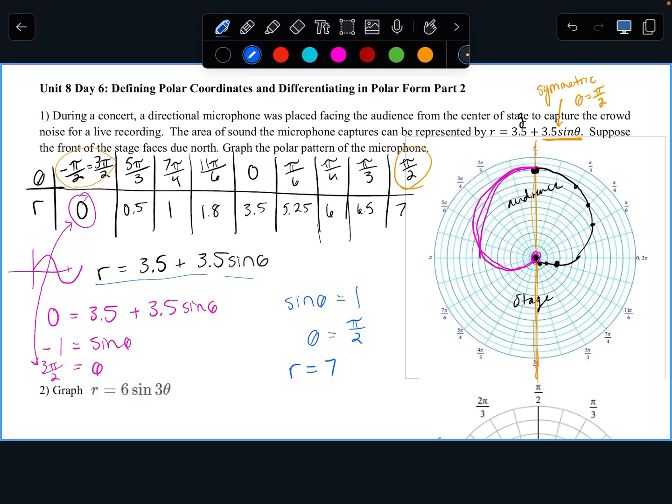So you kind of have to manipulate the equation just so you can get a vibe for what it looks like. They're not going to make you plot individual points, really, like what we did here. You're just going to have to know what the graph roughly looks like.